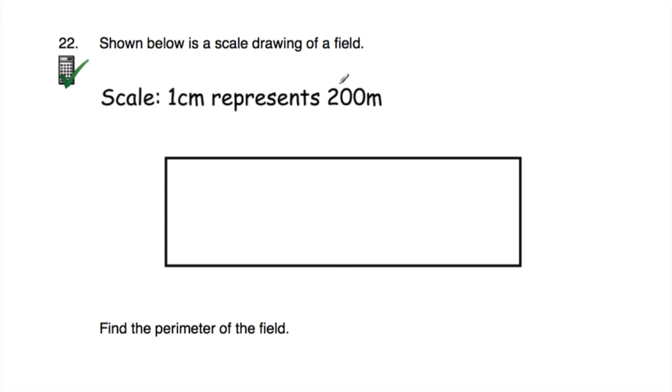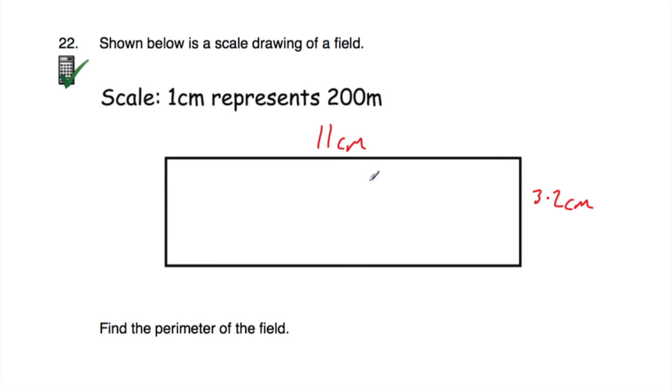So question number 22 says, shown below is a scale drawing of a field. So we've got the scale drawing now, and we've got the scale that 1 centimeter represents 200 meters. Now I've printed this off on an A4 piece of paper, and the measurements that I've got whenever I've measured them are 11 centimeters and 3.2 centimeters.